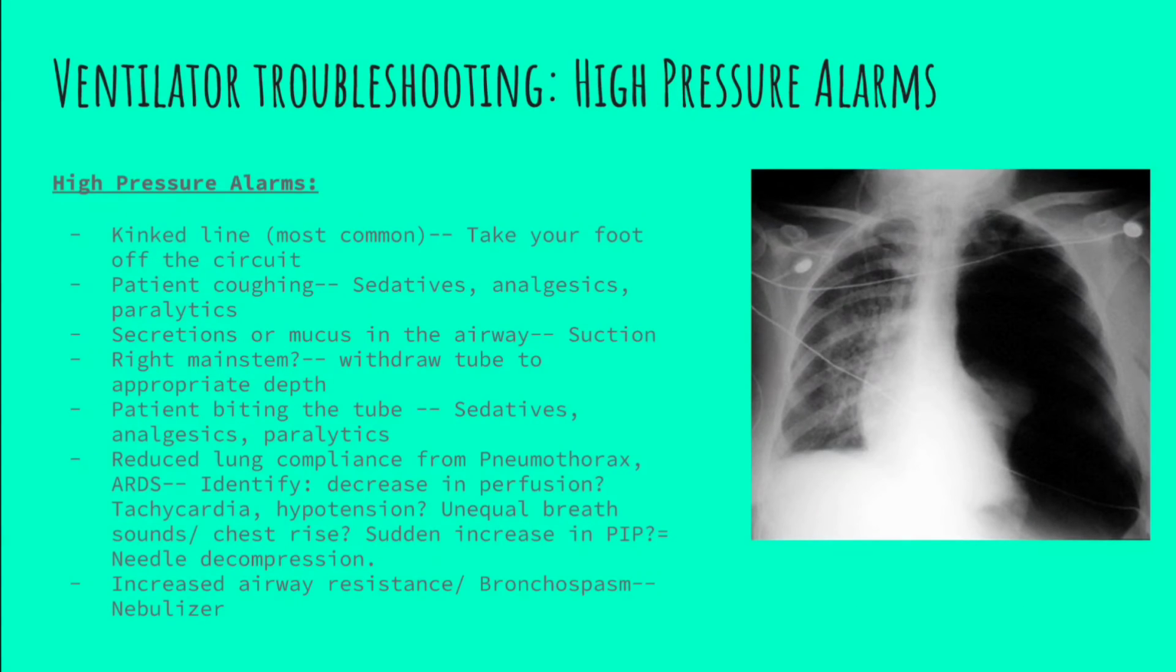So let's talk about high pressure alarms first. So one of the most common reasons why you would get a high pressure alarm is that your ventilator circuit would be kinked. So this is an easy thing to do. You should first and foremost, when you get that high pressure alarm, examine that circuit. Is there anywhere in that circuit that's been kinked off? Are you standing on the circuit? Is it kinked in a bed rail? Is there something heavy laying on top of it? These are the things that are going to give you a high pressure alarm.